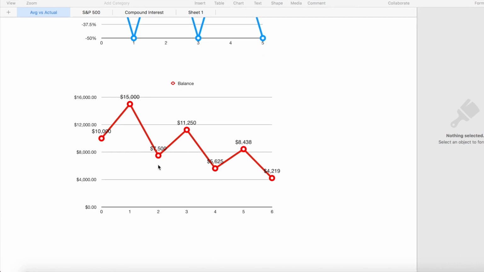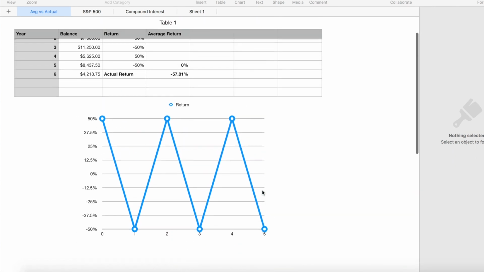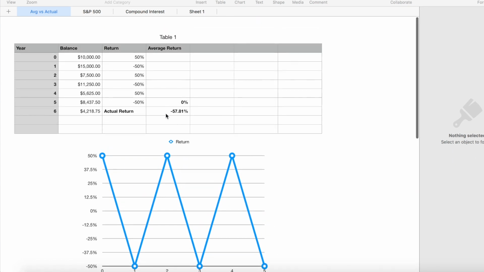After 6 years, it's still an average return of 0%. However, you're ending with $4,200. The actual return is negative 57%. So that shows you that the actual and the average are different. Let's keep that in our minds when we're calculating the next step.